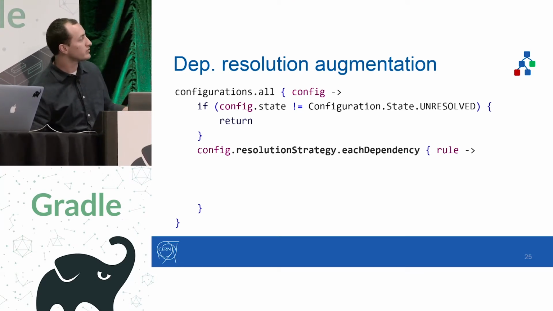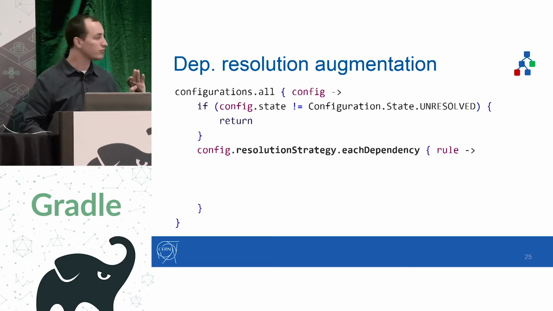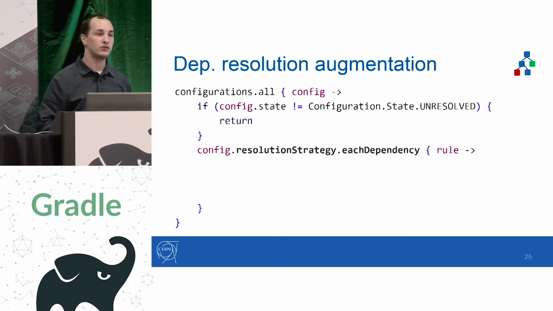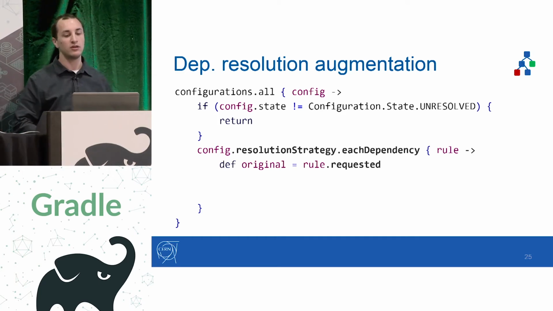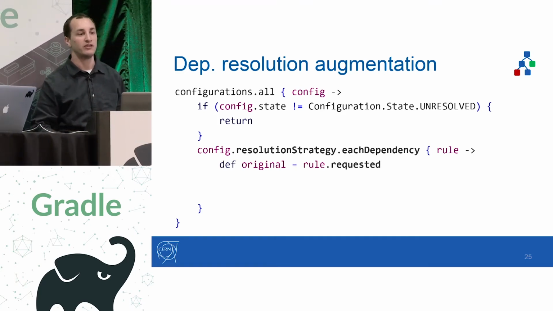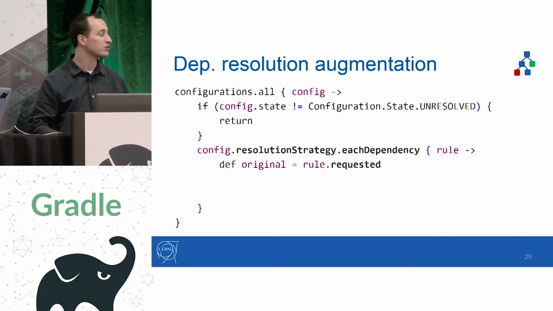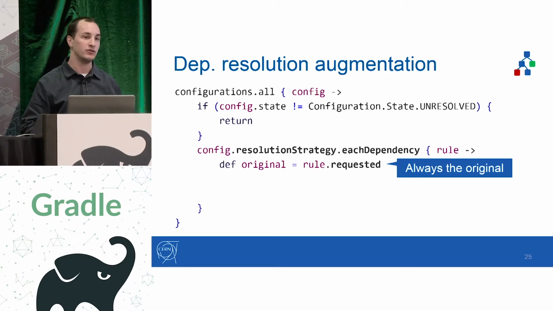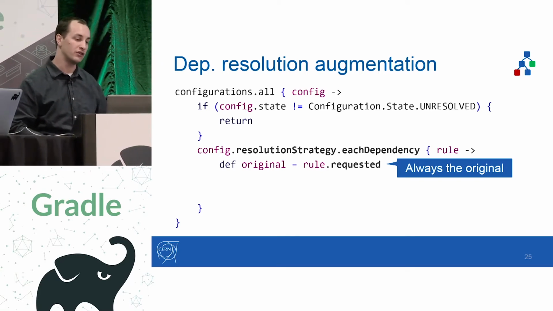And for the resolution strategy, you can define a rule for each dependency. You have some predefined rules as well, but you can use this solution to have any custom rule that you might think of. Basically, in the rule, you get the requested dependency, which is the dependency that was initially defined in your build, so mostly in your build.gradle file. And this always stays the original. So you can always know what the original dependency was requested.